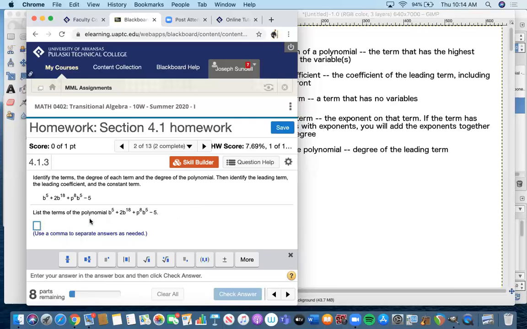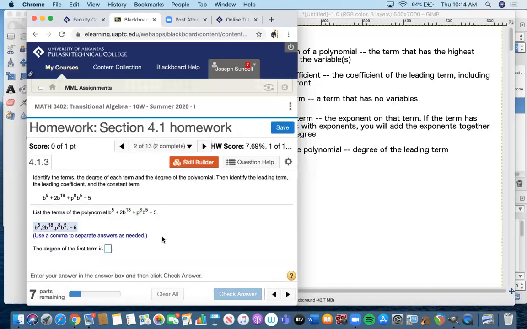So, all right, list the terms. Again, here we're just going to list them out and put commas between them. So b to the 5th, 2b to the 18th, p to the 8th times b to the fifth. When the variables are written right next to each other, like p to the eighth, b to the fifth, that's multiplication. It's p to the eighth times b to the fifth. And then again, -5 is going to be the constant term. Okay, so there's the list of all the terms.